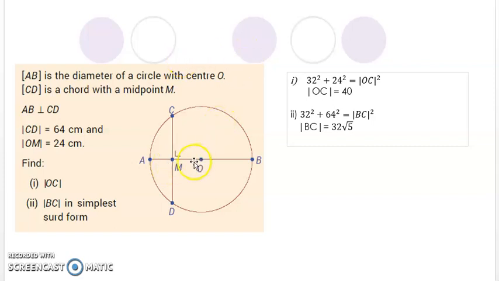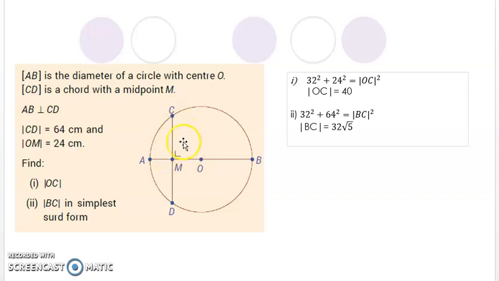Okay, so we can see in this example that M is the midpoint of the chord BCD, which means it is perpendicular to this diameter, giving us this radius. We know the chord CD is 64 centimeters long, so that means the length from C to M is 32 centimeters long. We're told in the question the length from O to M is 24 centimeters, and we're asked to find OC.